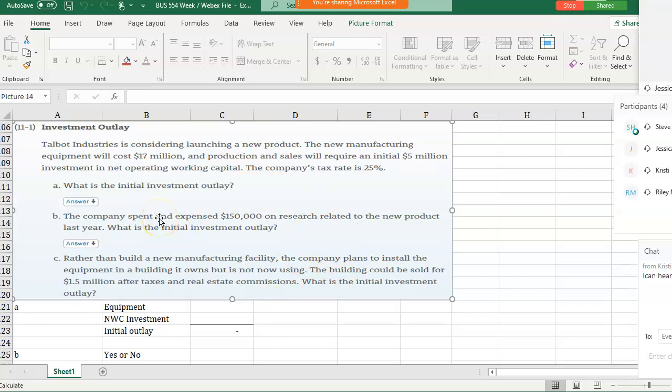For this one, it says Talbot Industries is considering launching a new product. The new manufacturing equipment will cost $17 million, and production and sales will require an initial $5 million investment in net operating working capital. The company's tax rate is 25%. So the question is, what is the initial investment outlay? Part A is just to figure out what the initial outlay is, and then go from there.